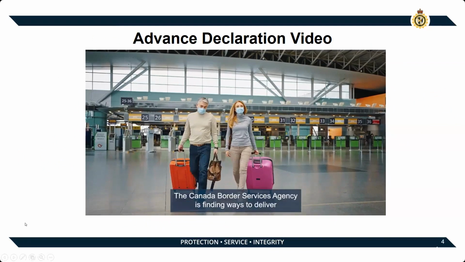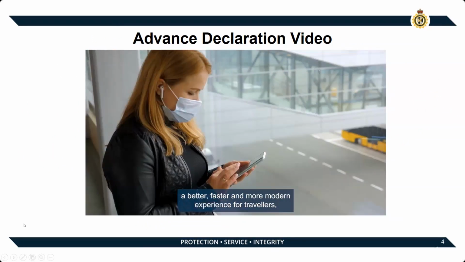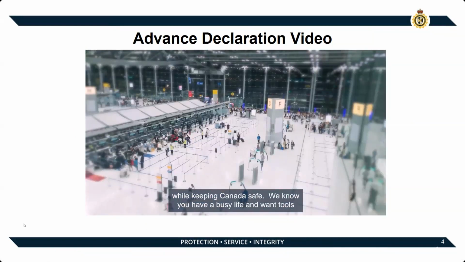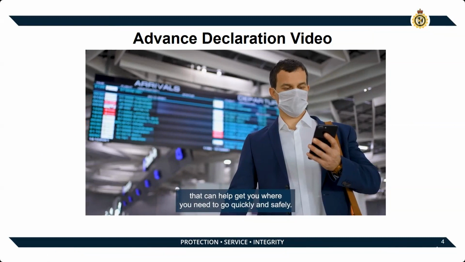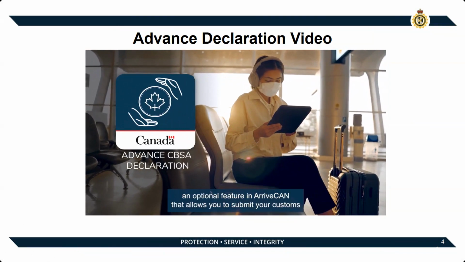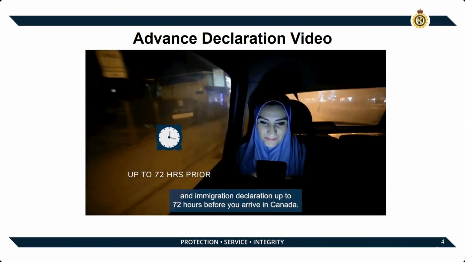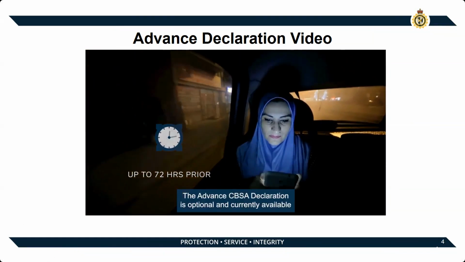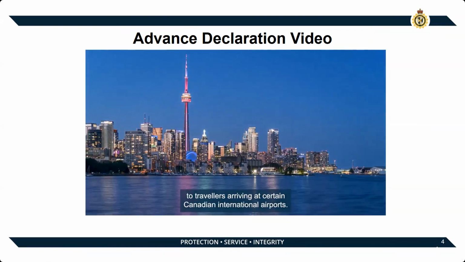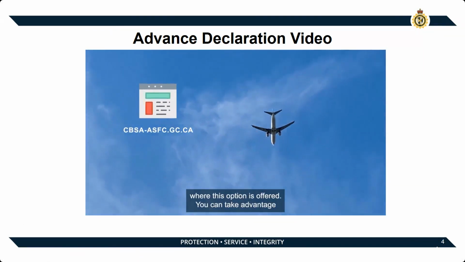The Canada Border Services Agency is finding ways to deliver a better, faster, and more modern experience for travelers while keeping Canada safe. We know you have a busy life and want tools that can help you get where you need to go quickly and safely. That's why the CBSA has created Advanced Declaration, an optional feature in ArriveCan that allows you to submit your customs and immigration declaration up to 72 hours before you arrive in Canada. The Advanced CBSA Declaration is optional and currently available to travelers arriving at certain Canadian international airports. Check the CBSA website for a list of Canadian airports where this option is offered.